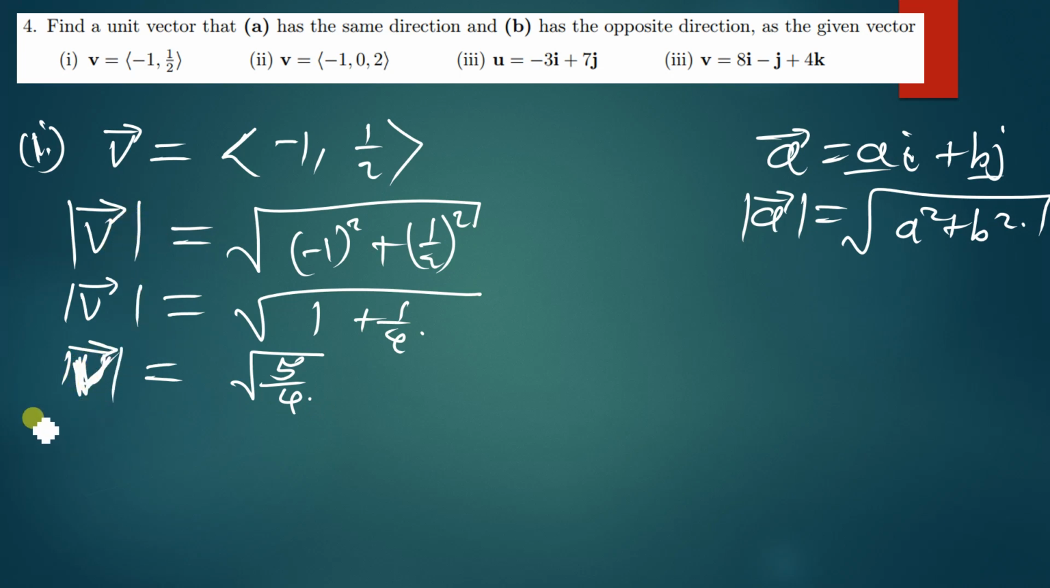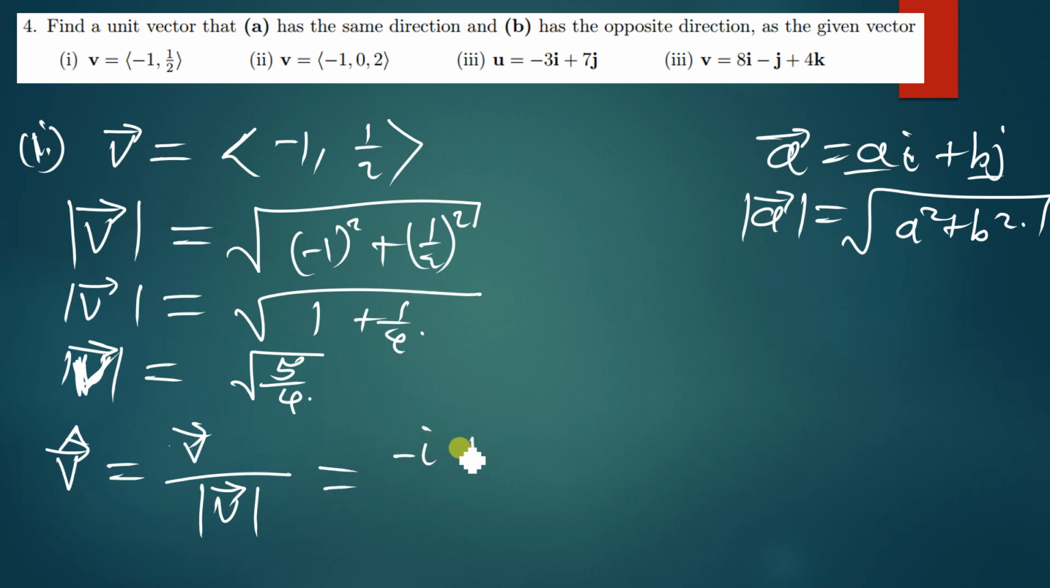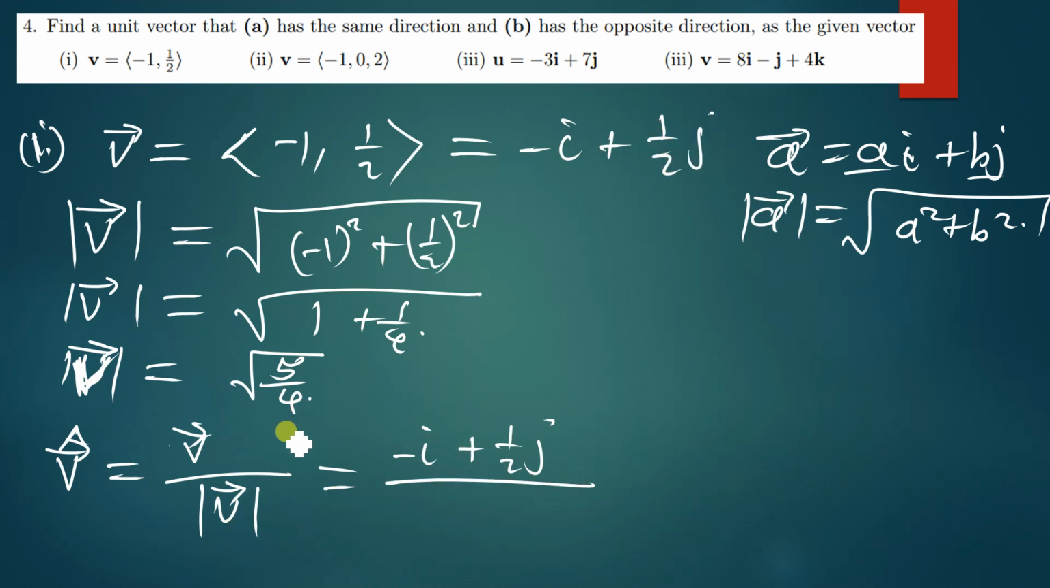Now to find the unit vector, remember what we said: the unit vector in the direction of V is given by V itself, divided by the magnitude of this same V. V has been given to be negative i plus 1 over 2 j. This is how you write the Cartesian form of this V. Then we're dividing everything by the magnitude of V, which is the square root of 5 over 4, which can be written as the square root of 5 over 2.